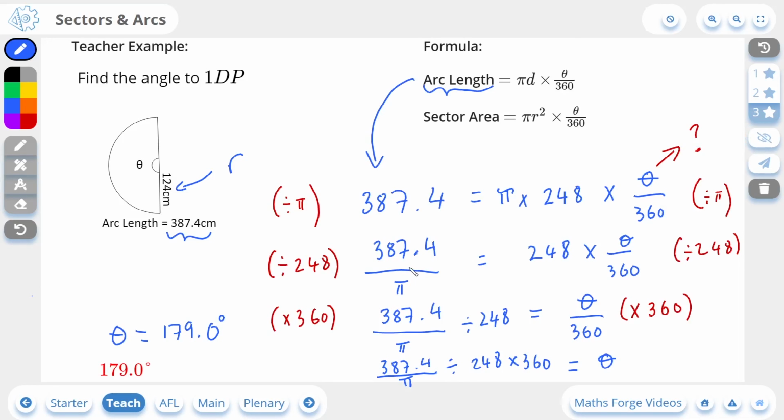And that's it for the lesson on sectors and arcs. Commit to memorizing the formulas, and then practice them as much as possible. Practice them on finding the arc length, the sector area, and finally on reverse problems where you have to find the angle.